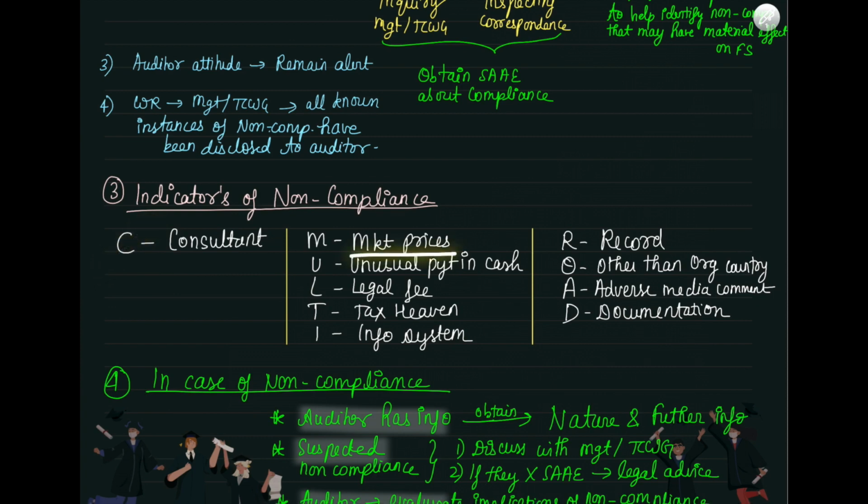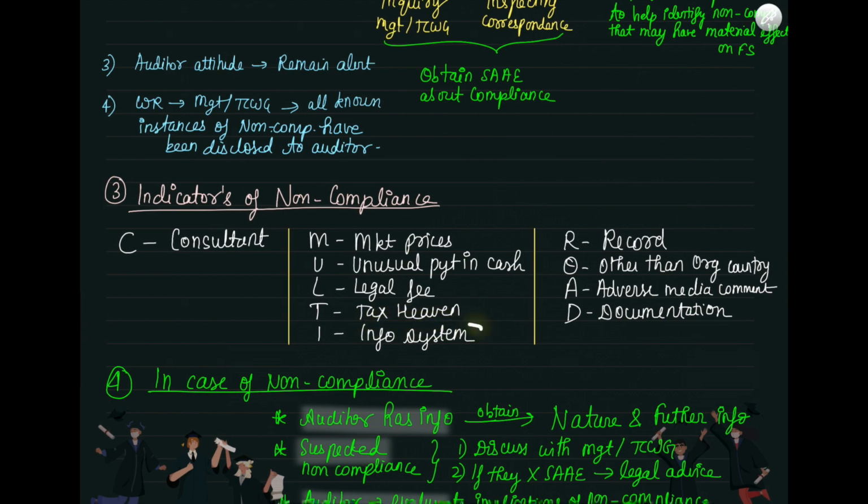Next is, see if there is any significant increase or decrease in the market prices. They have made a purchase at a very high market price or a very low market price. Also see if there are any unusual payments in cash, if they have paid any legal fees, or if they have made any transaction in a tax haven company. Tax haven means where no tax is levied or a very small amount of tax is levied. Have they made any unusual transactions there?